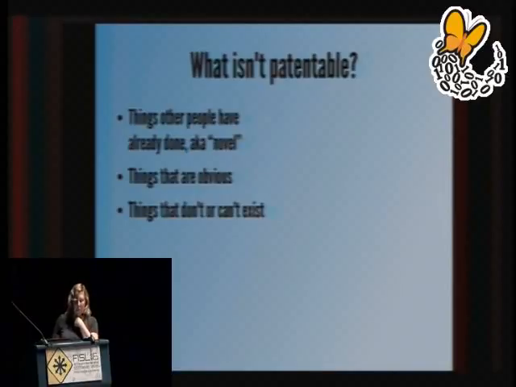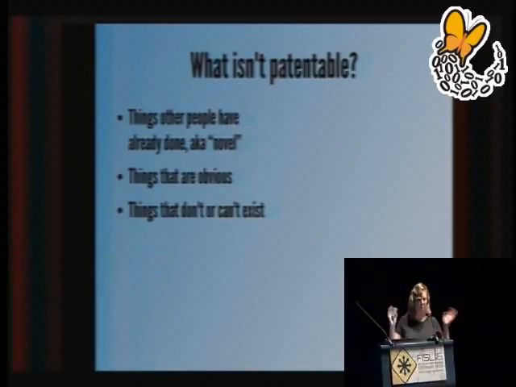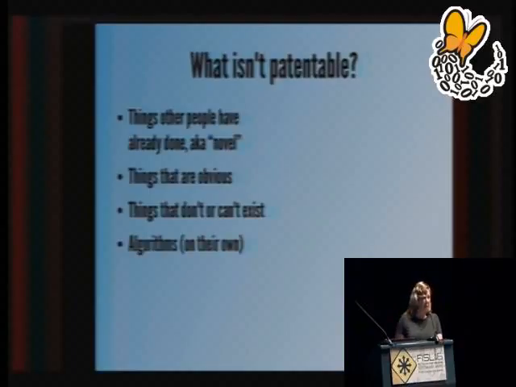Things that don't or can't exist. People have tried to get patents on time travel with magnets or using unicorn parts for different things. And the USPTO has some limits. They will not give you patents on those things. Algorithms on their own are not supposed to be patentable. In practice, what this means is that you have to cover a patent that's basically an algorithm with enough verbiage that it seems like there's some other stuff going on.